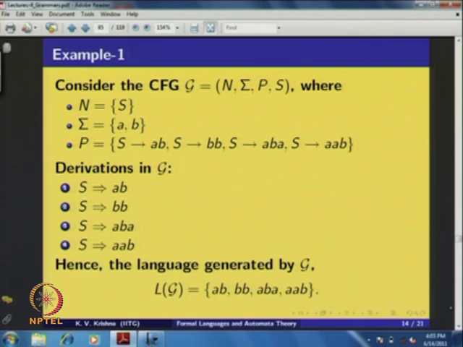Thus the language generated by this grammar contains precisely four strings, AA, BB, ABA, AAB. To understand that this set is equal to L of G, every string in this set can be generated by G, as we have shown derivations here, and these are the only strings that can be generated in this grammar. Thus, the language generated by G is this.